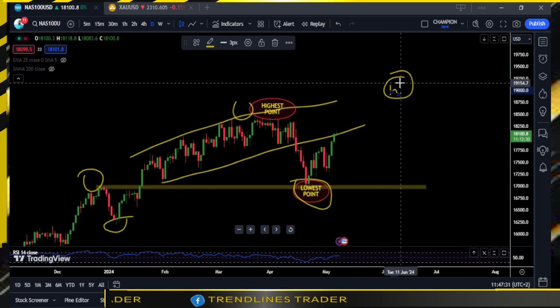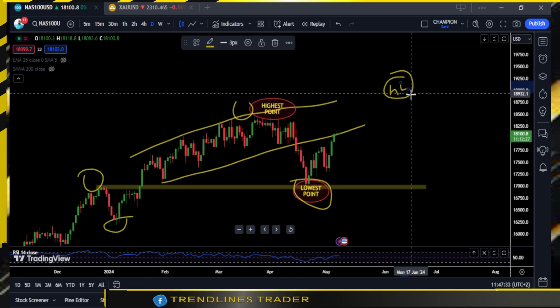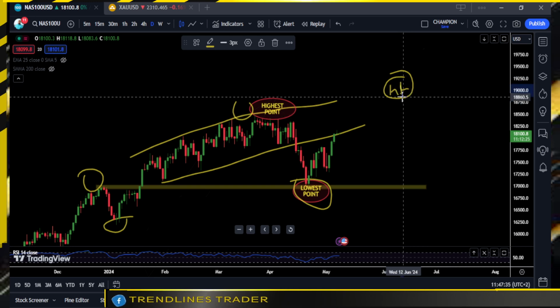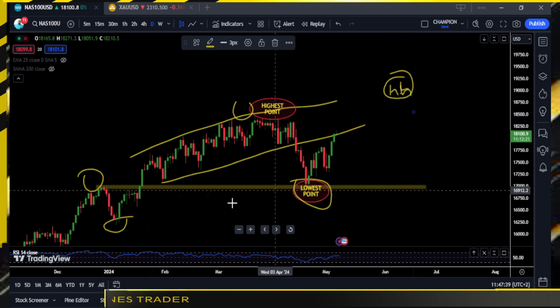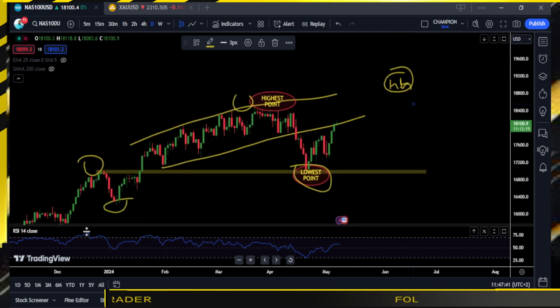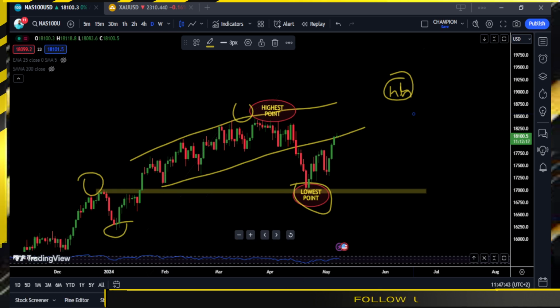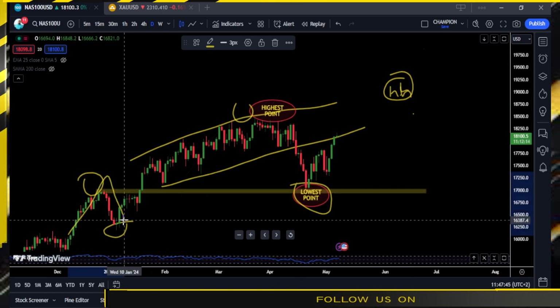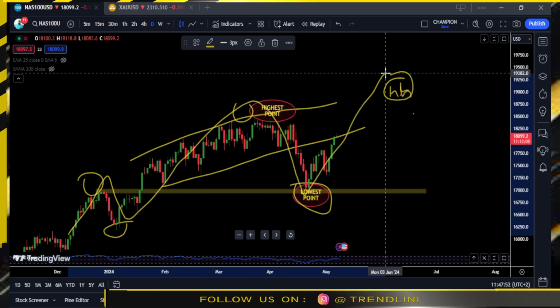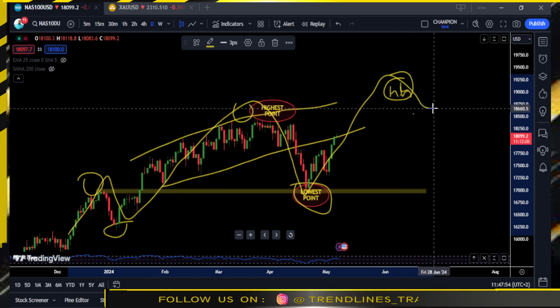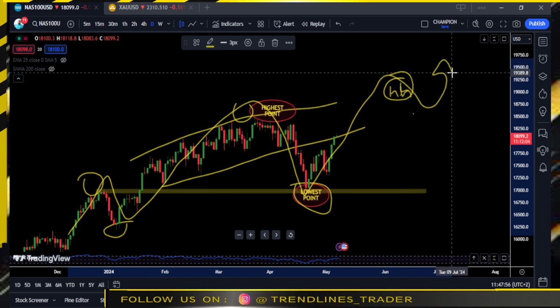Higher high, it must be double H. No man, H, make it H, yeah, higher high. So we are waiting to see this type of move. This is what the price must represent: higher low, higher high, higher low, higher high, maybe higher low before we continue.